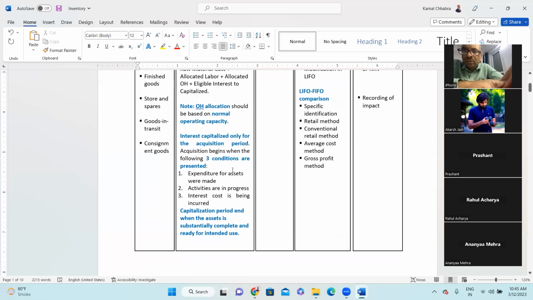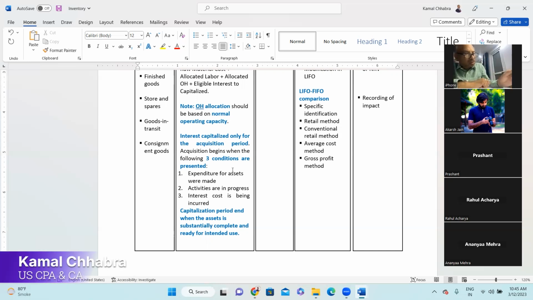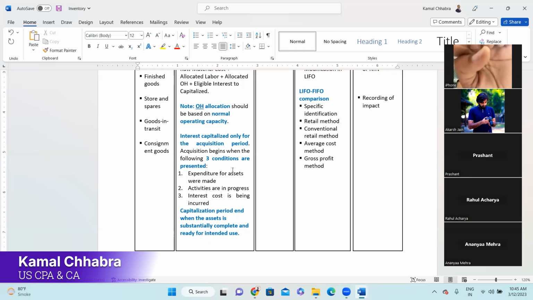Note, sir, over here overhead allocation should be based on the normal operating capacity. This is also very important. So when you do the allocation of overhead, it is always considered at a normal capacity. For example, if your plant has a capacity to build 1 million units, then the overhead allocation you are doing, for example your rent expense, your depreciation expense, or maybe your security expense, your electricity expense, all those things, the base is the normal operating capacity of 1 million units.